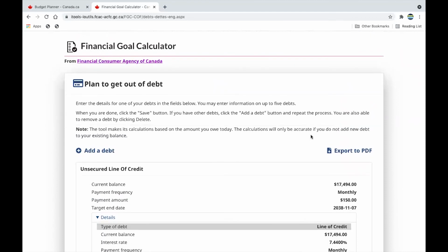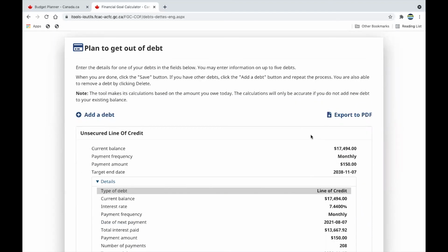So this is just a guide for someone who is looking for a way to pay off their credit card or line of credit or any other loan or debt they have out there. Depending on how much you owe, this is going to help you understand if it's going to take you 2 years, 3 years, 4 years, and the exact amount you pay in interest and the exact amount you'll be paying towards your debt.